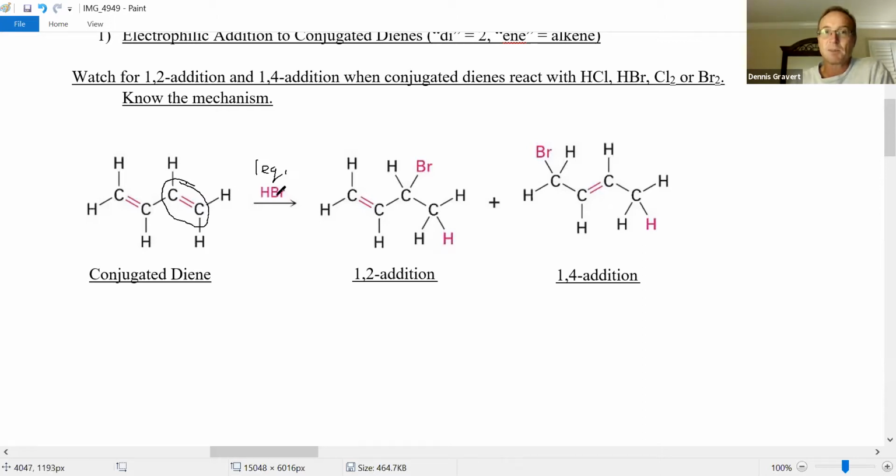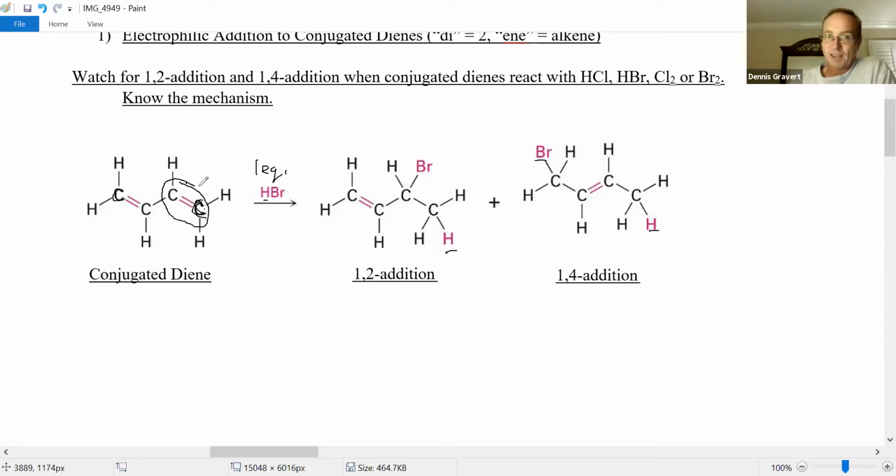And what's HBr do? It adds by Markovnikov addition, right? So the hydrogen goes to the carbon of the alkene with more hydrogens. This carbon has 2 H's, the other carbon only has 1. So this hydrogen goes to the carbon at the end of the chain. There it is. We get a carbocation here, and the Br minus attacks it, adds to the other carbon, and we have our normal product that we saw in Unit 2. We also get this product where the hydrogen and the bromine are on either ends of where the original alkenes were.